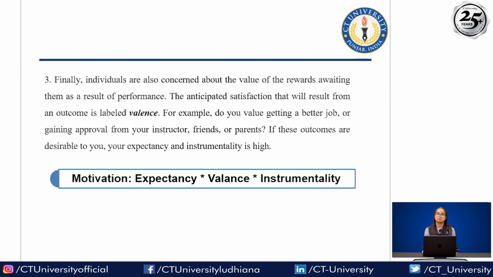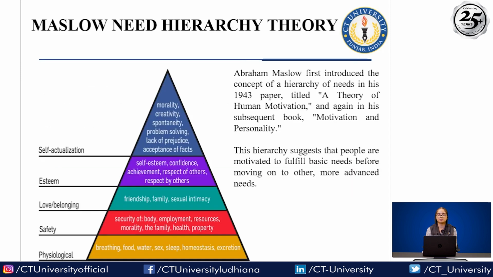For example, do you value getting a better job or getting approval from your instructor, friends and parents? If the valence is high, in those cases your whole set of motivation will also be high. Since it is a multiplier model, valence, expectancy and instrumentality should always be more than 0. If they are less than 1 or approach 0, the whole motivation will be low. If any of these components goes to 0, it means the whole motivation will also go to 0. So this was the expectancy model.